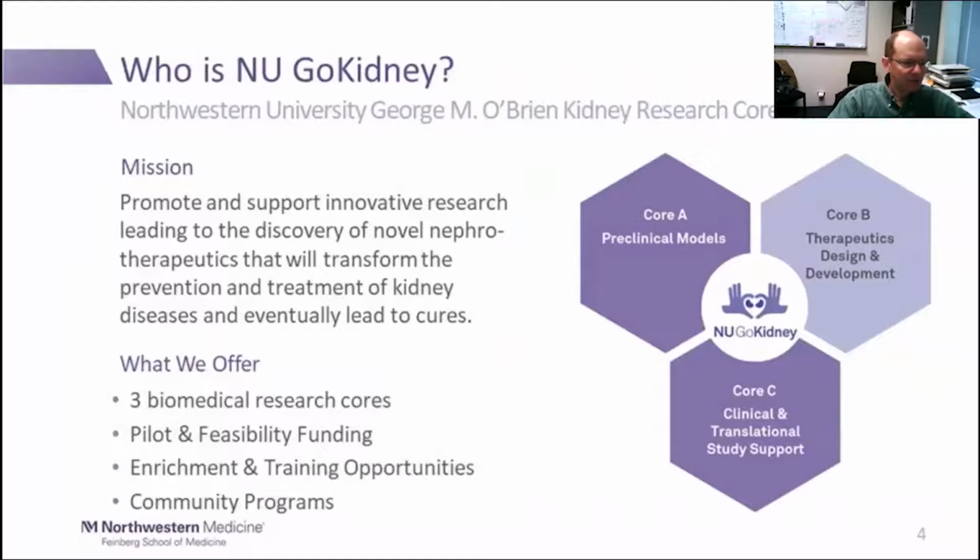The mission is to promote and support innovative research leading to the discovery of novel nephrotherapeutics that will transform and prevent kidney disease and eventually lead to cures. And so you see in the graphic here, there's a Core A that focuses on preclinical models, Core C on clinical and translational study support, and then where we fit in is Core B, which is kind of the bridge between the two in designing and developing therapeutics, sometimes based upon targets that are defined in preclinical studies that eventually will translate into Core C.